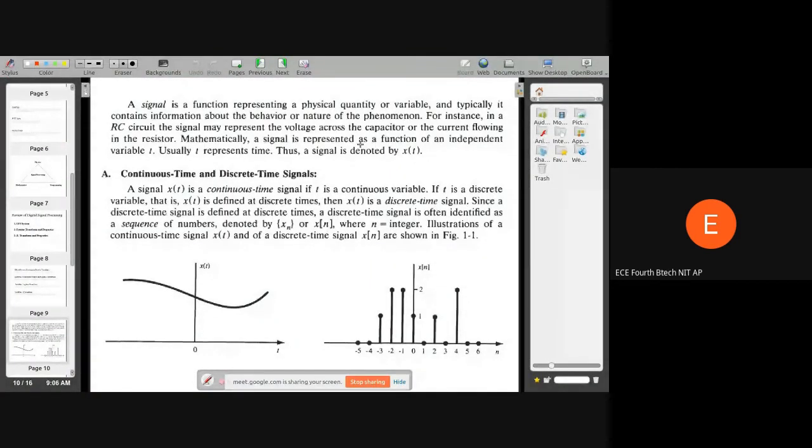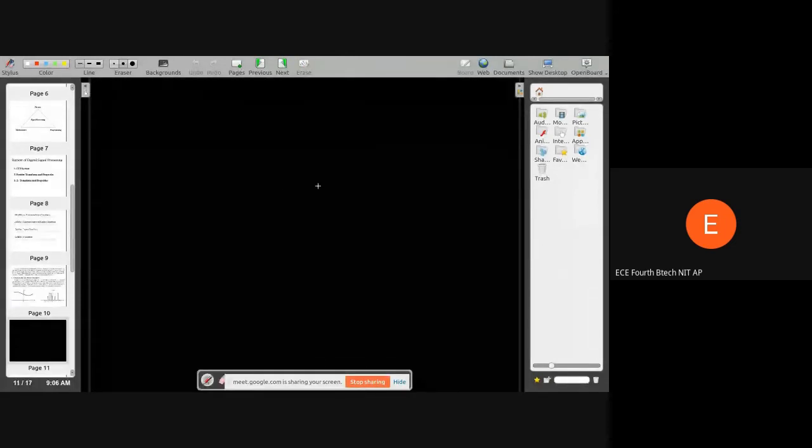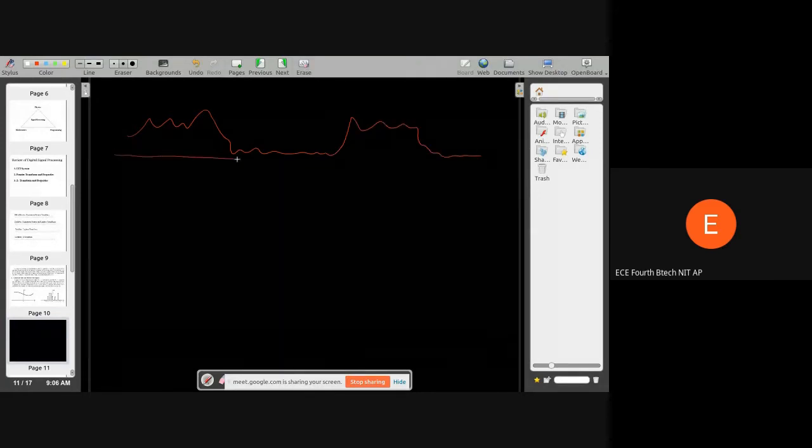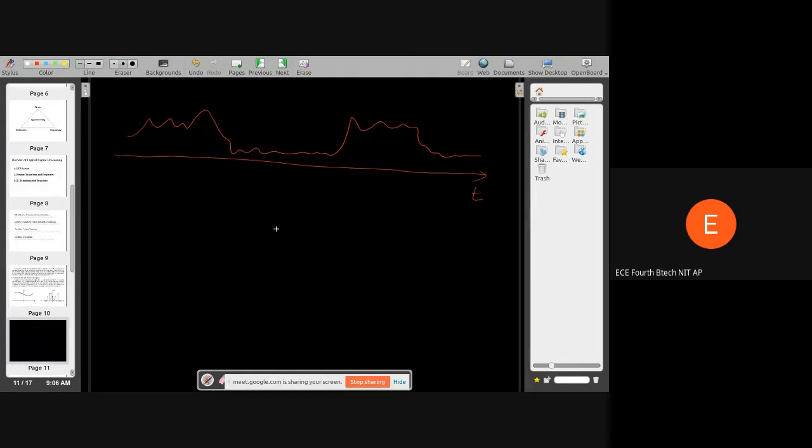So any signal is nothing but a quantity measured with respect to another quantity. For example, here we take our speech as an example, which looks like this, and the axis is time. This is your amplitude. We give a notation S. The independent variable is t, and speech is a signal, which is a function of time. So it is a signal.